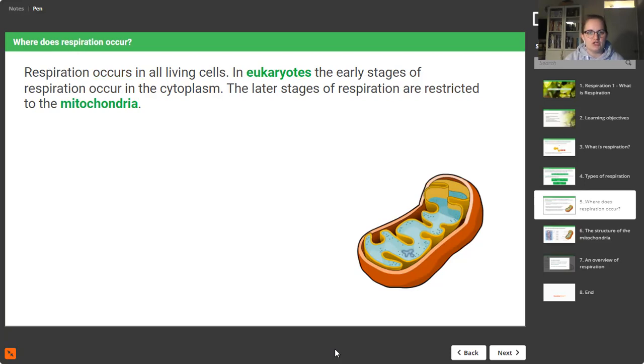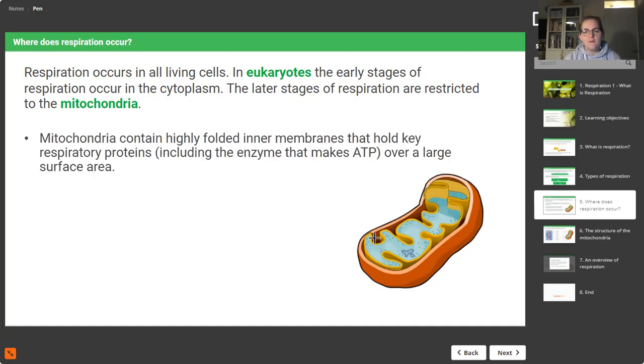So early stages of respiration can occur in the cytoplasm of the cell, and then later stages are restricted just to inside the mitochondria. So a bit of a quick recap of mitochondria. These are organelles that are found inside eukaryotic cells. Mitochondria have this really intricate, highly folded inner membrane here. Why is it highly folded? It increases the surface area. It means there's more sites for respiration to occur. So these highly folded inner membranes hold key respiratory proteins, like the enzymes that we need to make ATP, over a large surface area.